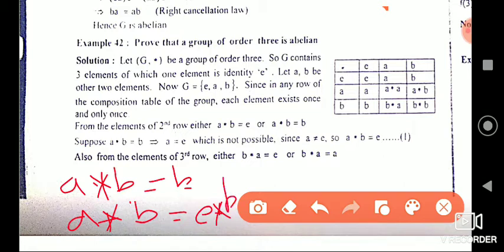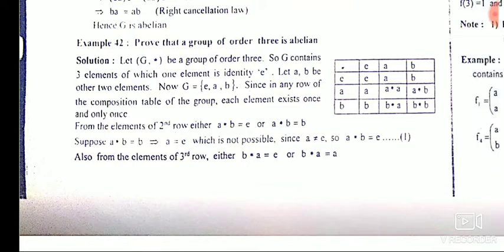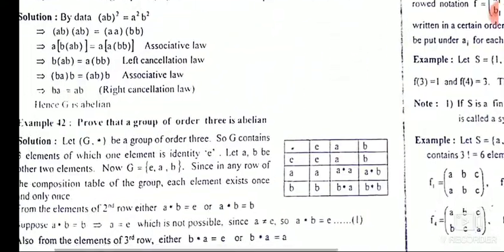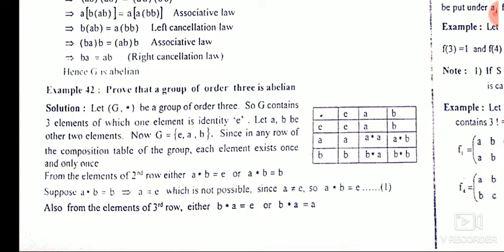I just multiplied identity here. Now I can use right cancellation and cancel this B. So what will be remaining? Remaining will be A is equal to E. That's what comes here. But we already know that A is a different element than the identity element.